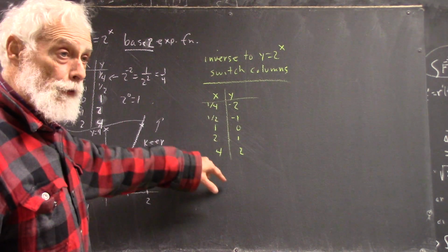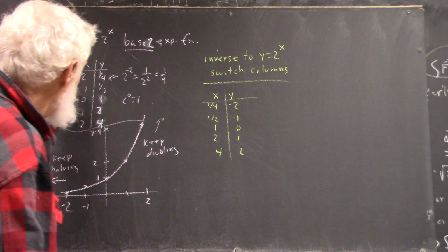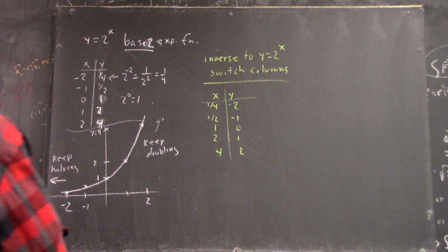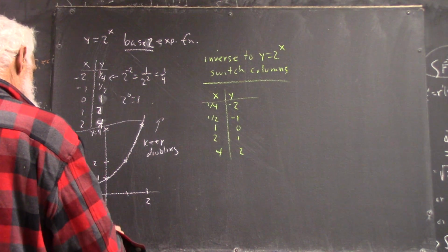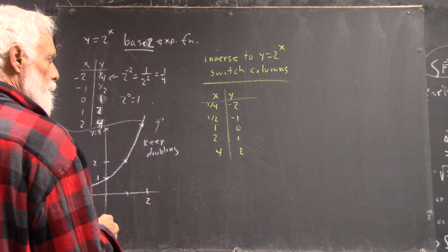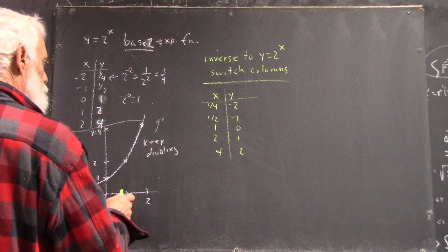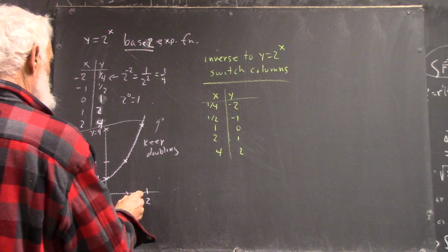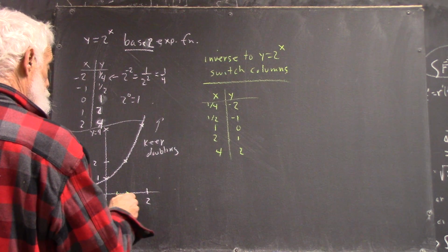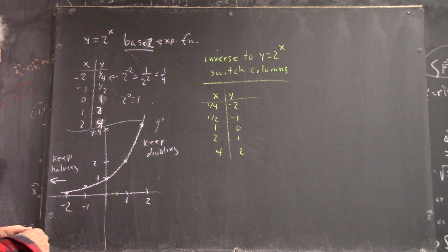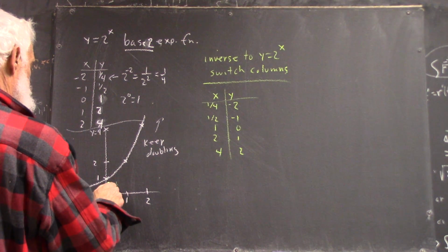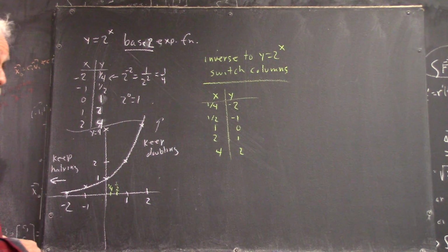So here's a table for the inverse function. You see that I've just switched the columns. Now, having done that, I can graph the inverse function. I've got to go down to negative 2 here when x equals 1/4. Now, here's 1. Now I'm going to cut the interval from 0 to 1 in half to get 1/2. So here's 1/2. And here's 1/4.